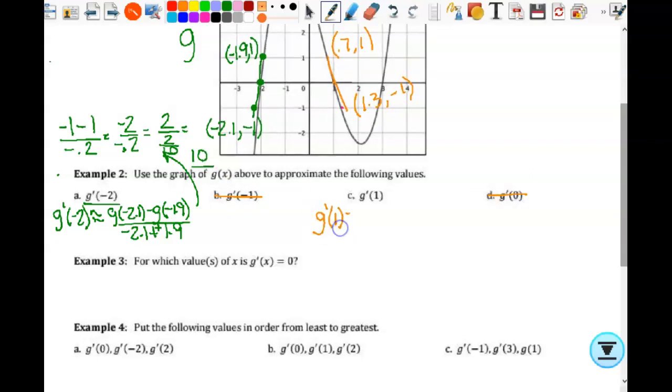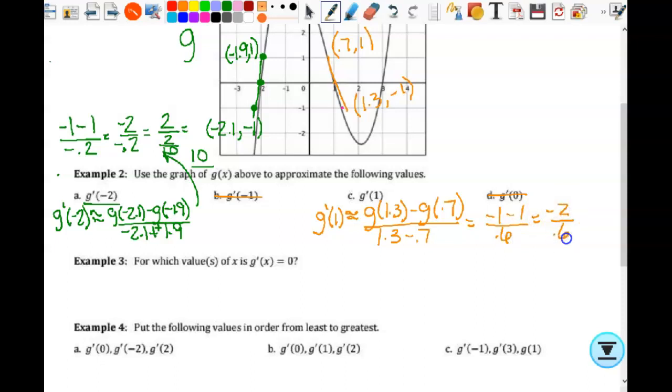So g prime of 1, let's go ahead and do our official notation here. It's about g of 1.3 minus g of 0.7 over 1.3 minus 0.7. So g of 1.3 is negative 1, minus g of 0.7, which is 1, over, what's 1.3 minus 0.7? 0.6. So this gives me negative 2 over 0.6. Could I reduce this right now? I could have reduced the other one also, right? I can divide them both by 2. So that's negative 1 over 0.3. Isn't this 3/10, right? So if I keep change flip, I would get negative 10 thirds. And the slope is negative, and that's about what we got.